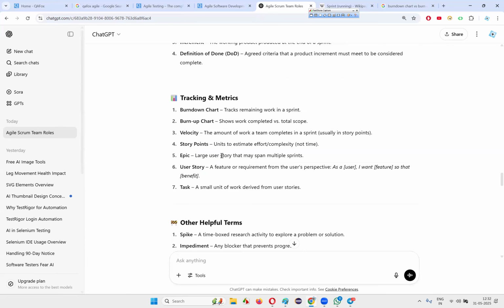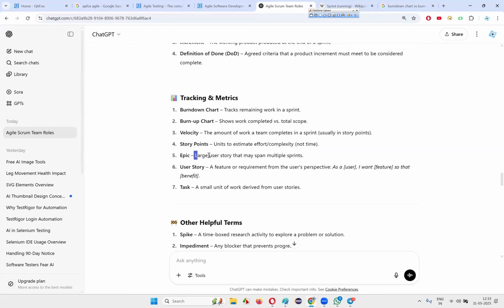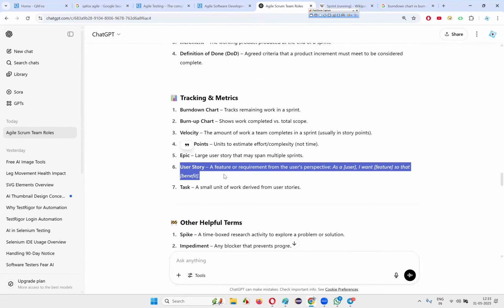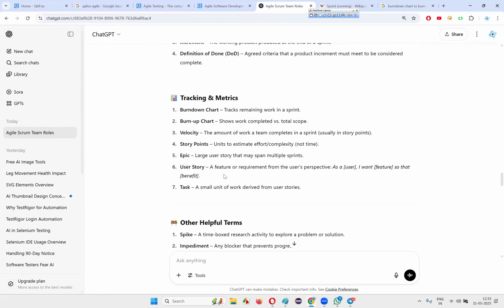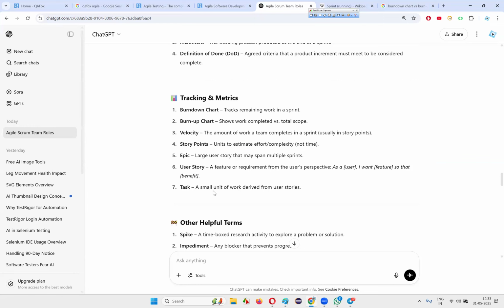Take login related functionality. Login is an epic. Login with valid credentials is a user story, like that. A higher level requirement broken down into small requirements; from this epic multiple stories can be created. Simple. A large user story is called an epic. Small broken down stories are called user stories. I'll give you some examples for this while explaining the Jira tool.